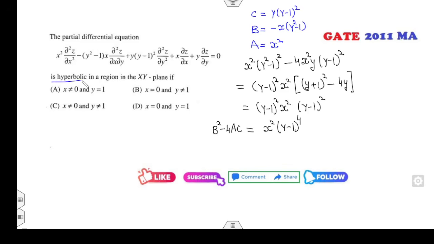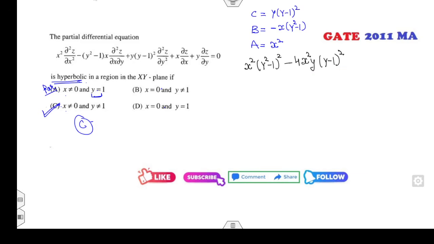ये हाइपरबोलिक कब होगा? हाइपरबोलिक तब होगा जब ये वैल्यू ग्रेटर देन 0 होगी. तो पहली बात x आपका 0 नहीं होना चाहिए और y आपका 1 भी नहीं होना चाहिए. फाइन. तो x is non-zero, y is non-one is the required answer. बिकॉज अगर y आपका 1 हो गया तो ये आंसर 0 हो जाएगा. अगर ये 0 हो गया आपके पास तो ये पैराबोलिक हो जाएगा. तो आंसर इज ओनली C इज द राइट आंसर. अदरवाइज आपको यहां तक सॉल्व करने की जरूरत नहीं है. आप इन्हीं ऑप्शन में फिल कर लेते हैं.